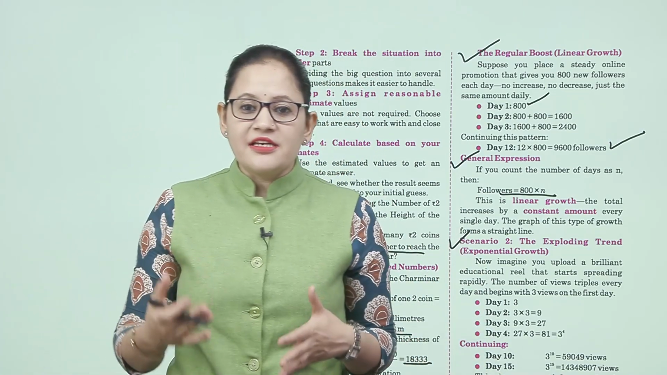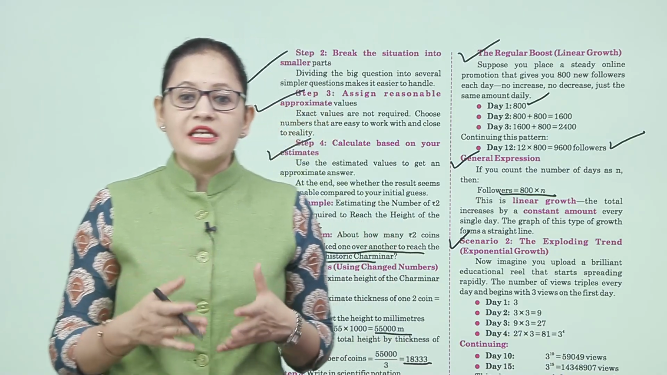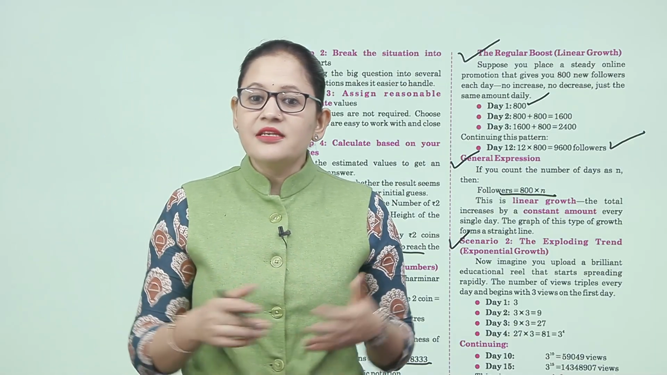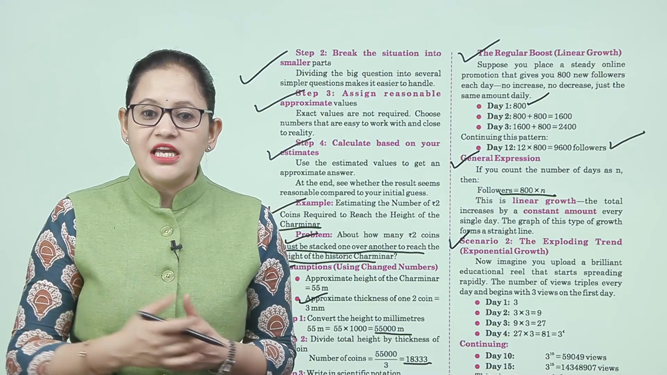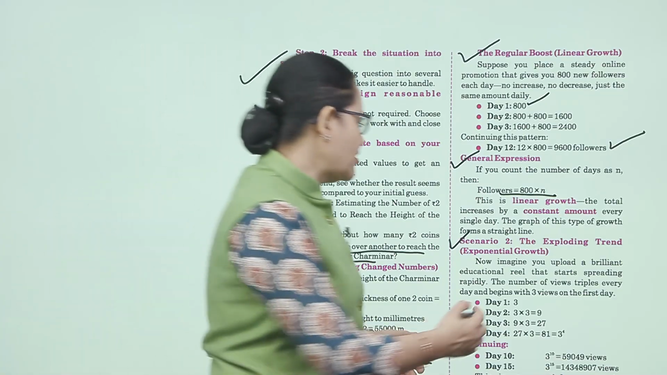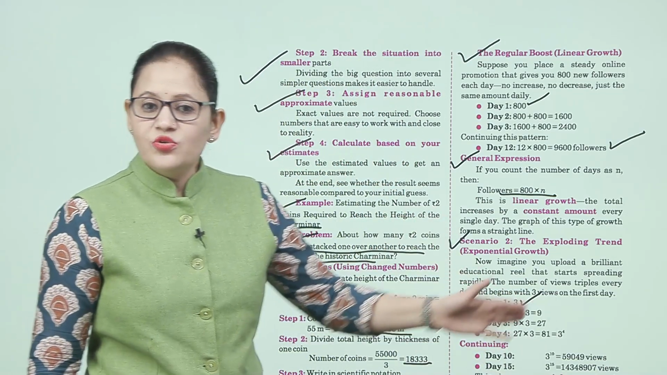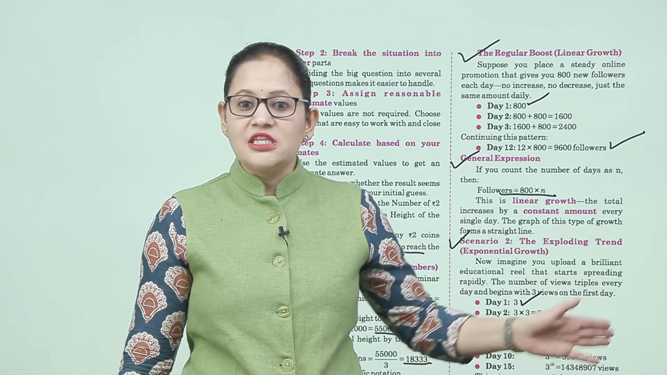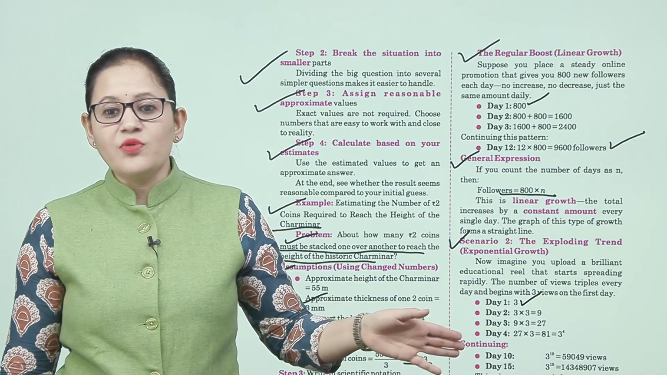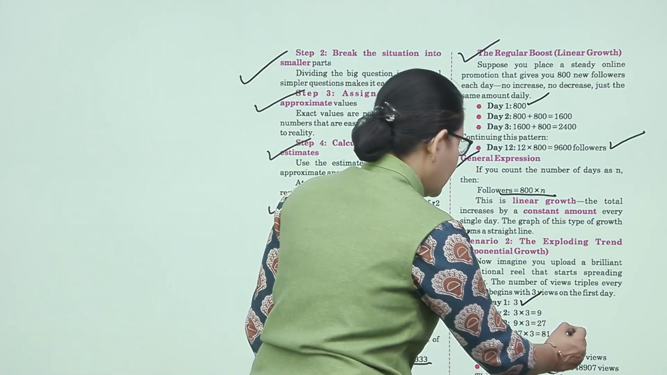The exploding trend: exponential growth. Now imagine you upload a brilliant educational reel that starts spreading rapidly. The number of views triples every day, beginning with 3 views on the first day. So start with 3 views on the first day, day 2, 9 views, day 3, 9 × 3 = 27, and day 4, 27 × 3, that is 81, 3 to the power 4.